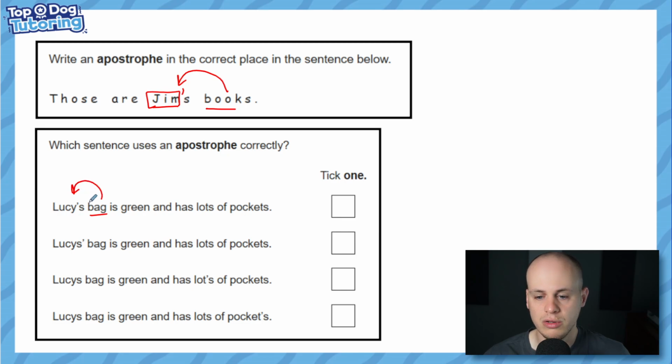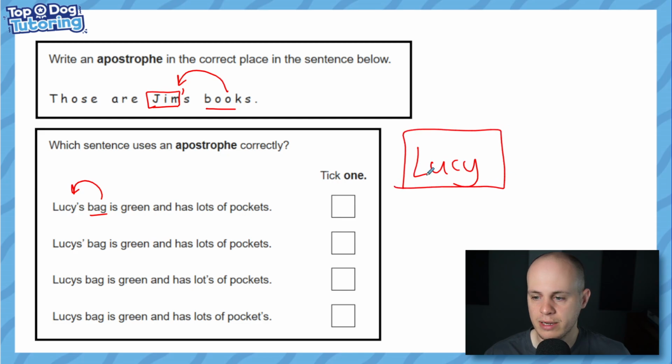Yeah? So the original noun was Lucy. So if I box it up like this, there's my noun. If I want to show that Lucy owns something, I'd put an apostrophe S on the end of it. So which one is showing us that? It's the very first one. The rest of them don't make sense. We'll get onto this in a minute.